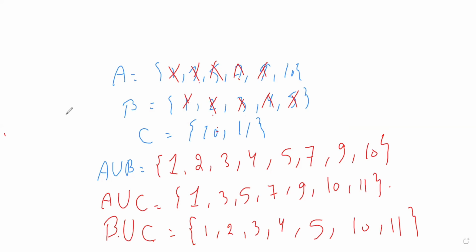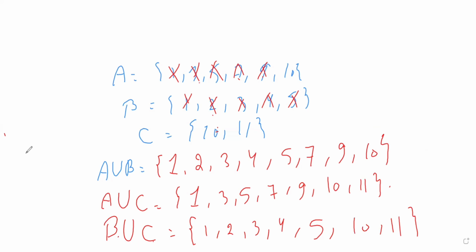So in summary, for the intersection, we have to search only for the common elements between the sets. However, in the union, we have to take all the elements of the two sets. So all the elements of A, for example, and all the elements of B, regardless whether they are common or not.